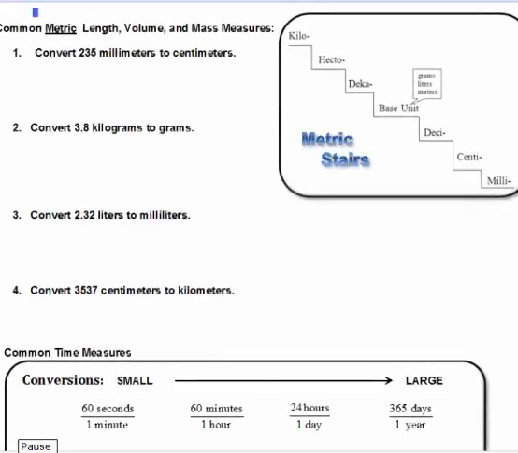Next we're going to look at converting different measures of metric scale. And the nice thing about the metric scale is that everything's a power of 10, and every type of measurement uses the same prefix regardless of what you're actually measuring. So in the first one they're asking us to convert 235 millimeters. Now we can do this two ways.